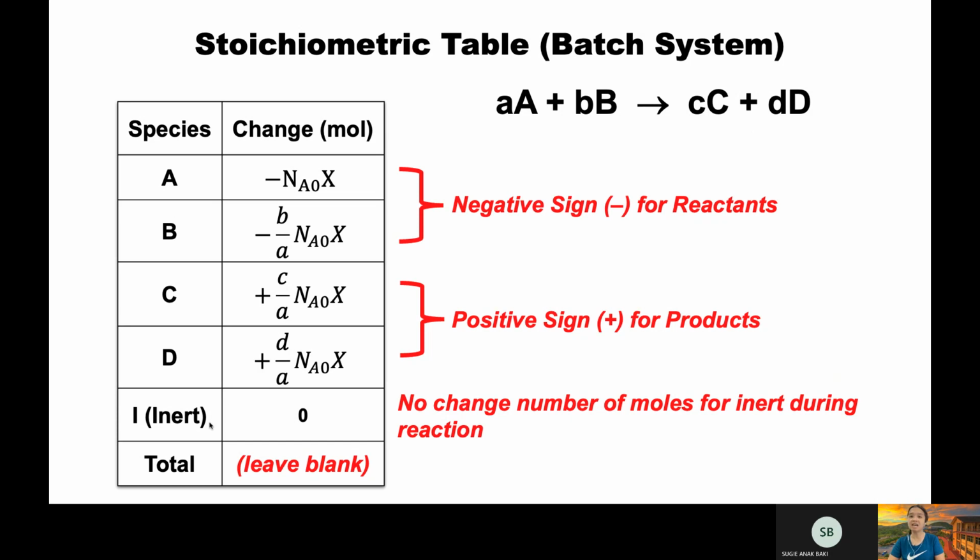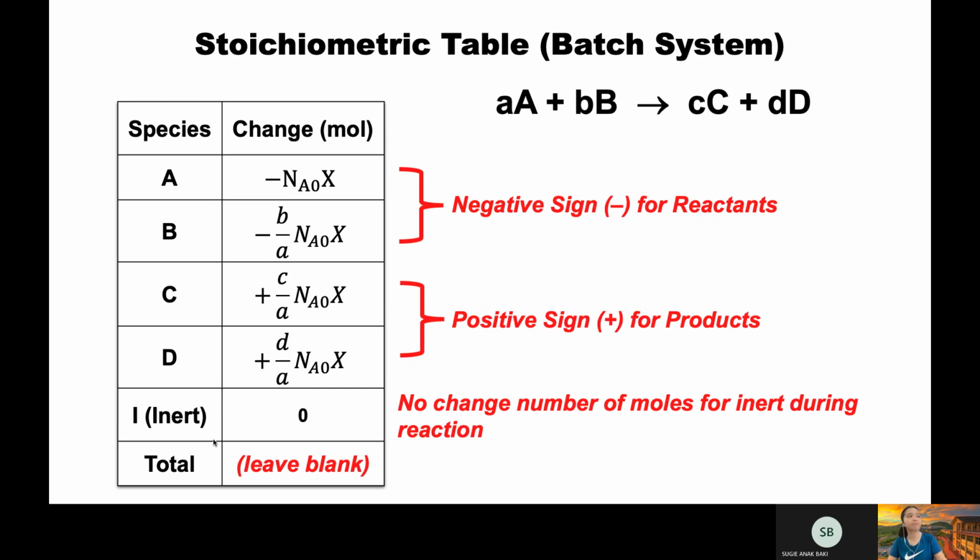And lastly, inert. So you know kan, case inert, dia tak akan ada tambah atau kurang in the reaction because inerts are not involved in the reaction. They are in the system, they have the mass, but the mass will not change. The mass will not decrease, the mass will not increase because they are not involved in the reaction. That's why the change for inert is 0. There's no change in the inert amount.